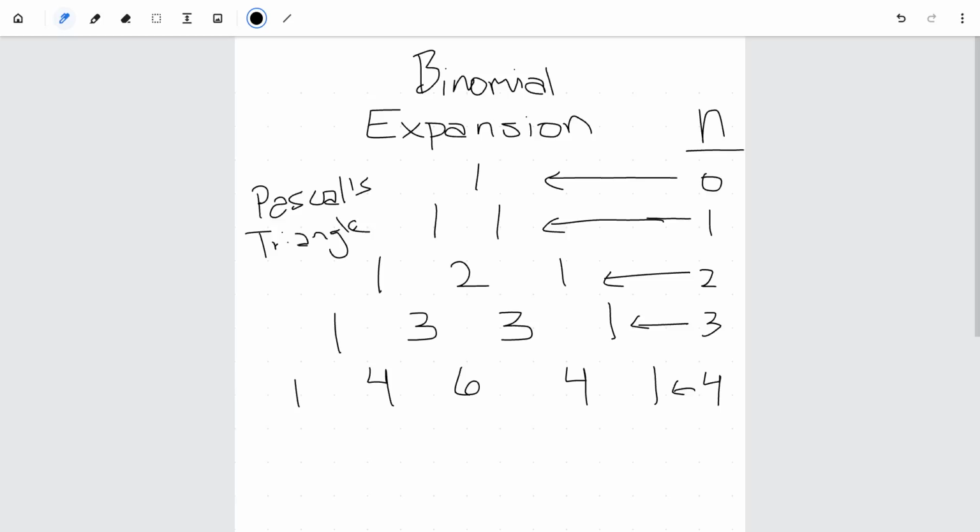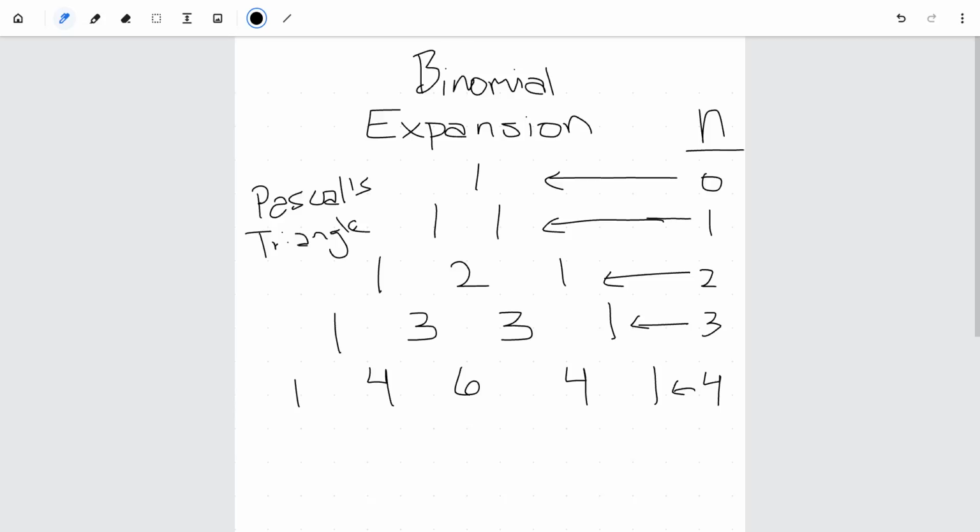Let's talk about binomial expansion. This is something that you'll have to do when you're working with polynomials in your pre-calculus class. I want to introduce a concept called Pascal's triangle. Pascal was a mathematician who, actually, he didn't create it, it was around a long time before him, but he expanded on a lot of the work having to do with combinations.